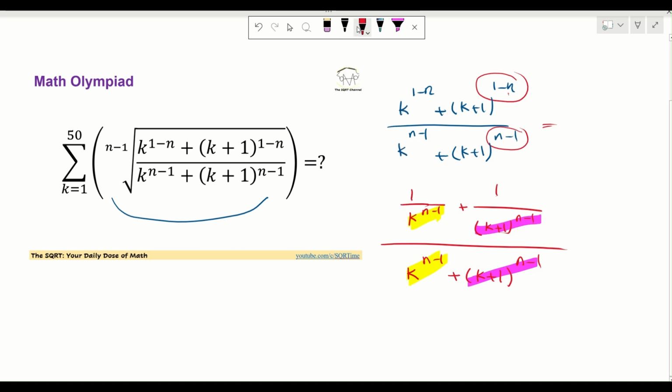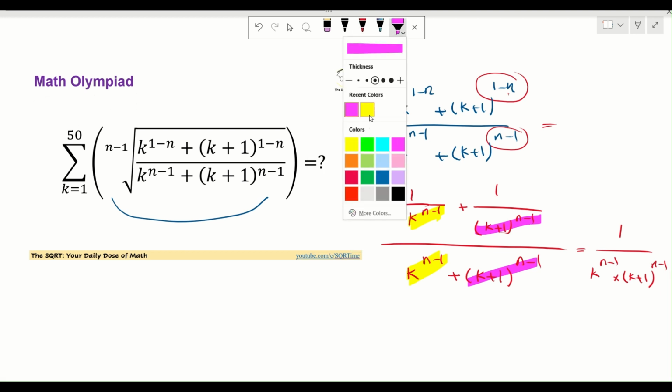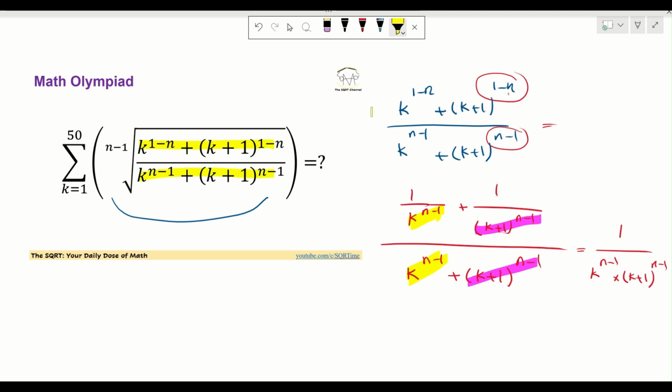So to be able to complete this simplification, let's use k to the power of n minus 1 times k plus 1 to the power of n minus 1. And then you're going to see that basically what I have for the top is going to cancel out with what I have in the bottom, and I'm going to have 1 for the top, and that's it. So based on what we found, we simplified what I have inside this fraction, and I got what you see here.